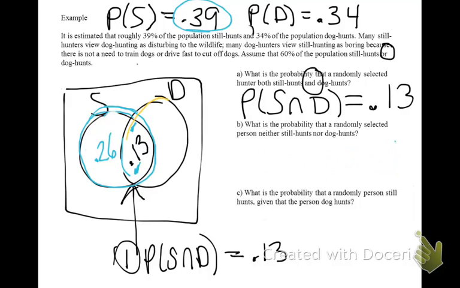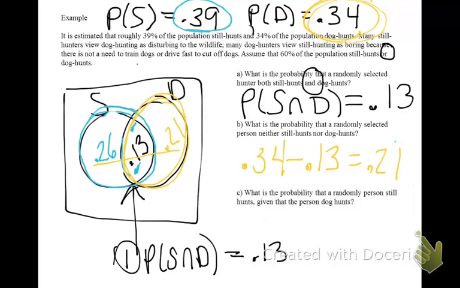Next, let's look at the dog hunting circle. In the dog hunting circle, we know there's 34% total, but out of those 34%, 13 of them also still hunt. So if we subtract 0.34 minus 0.13, that's 0.21. So 0.21 only dog hunt. And if you take all three of these numbers and add them up, that adds to the 60%, the value that's in all three circles.